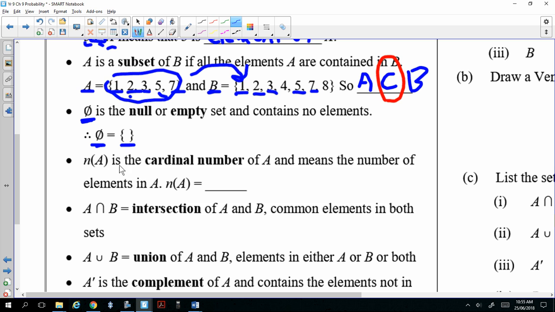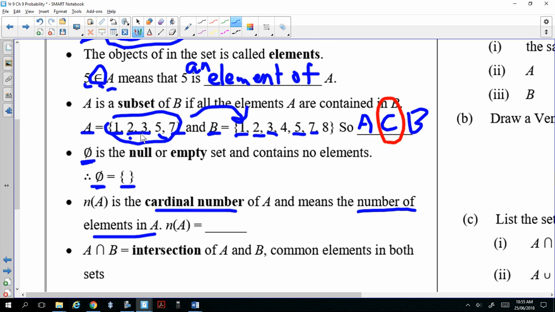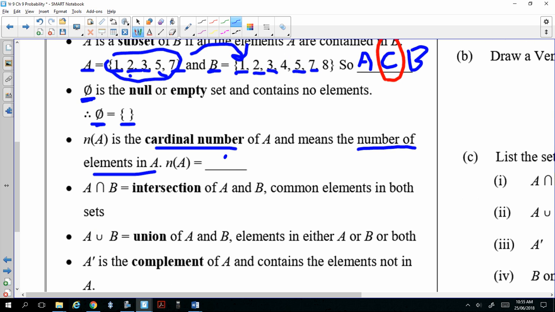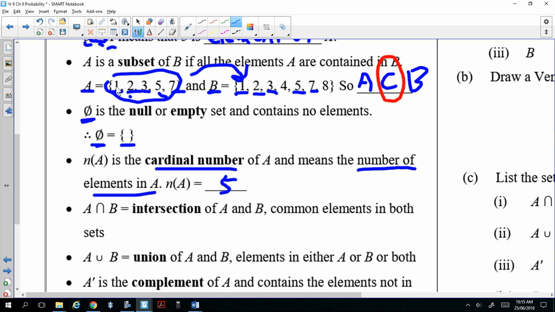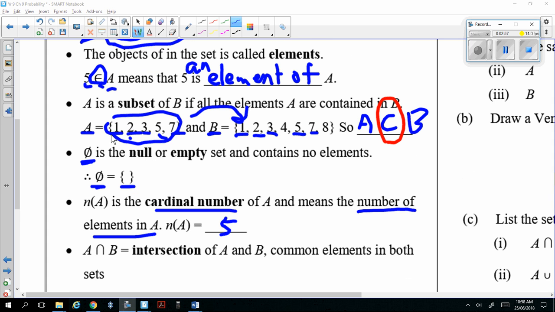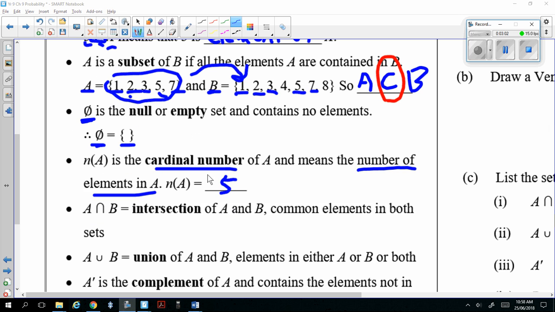n(A) means the cardinal number. What's a cardinal number? It is the number of elements in A. So how many elements in A? 1, 2, 3, 4, 5. So n(A) means 5 elements in A. How do you write that? n(A) equals 5, because there are 5 elements. So the cardinal number is the number of elements in that set. The set A has 5 elements: 1, 2, 3, 5, 7. So you write the number 5.